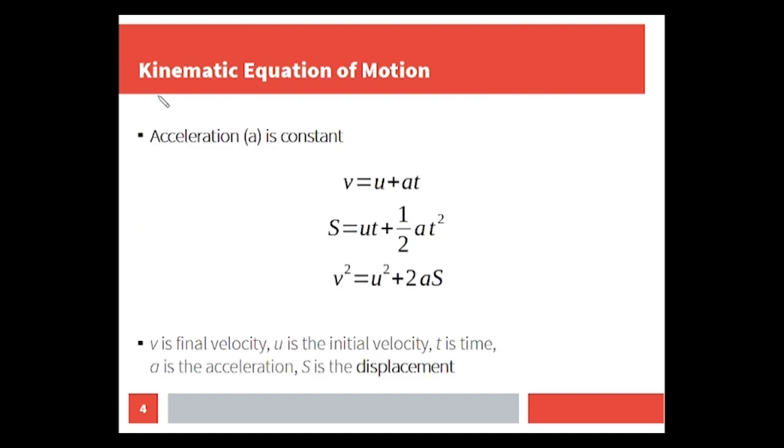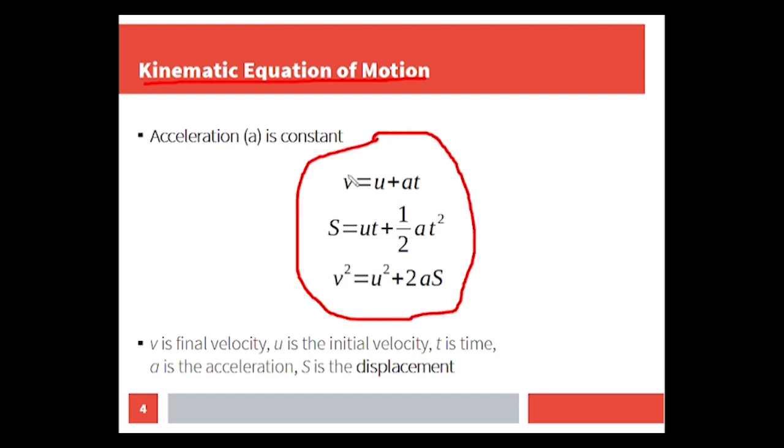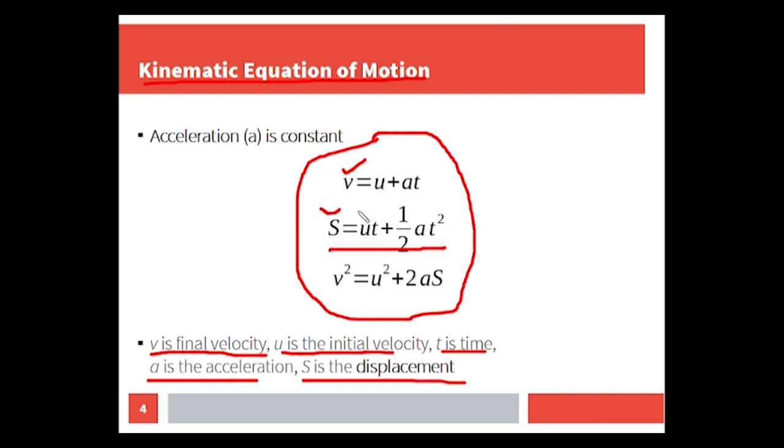So let's move on. Next, the kinematic equations of motion. These equations we studied in lower classes. Here I use the notation v for the final velocity, u for the initial velocity, t for time, a for acceleration, s for displacement. Then we can write the final velocity as the initial velocity plus acceleration times t. Similarly, this equation is for displacement in terms of initial velocity and acceleration. And this is the velocity and displacement relationship. All these equations are valid only when the acceleration is constant.